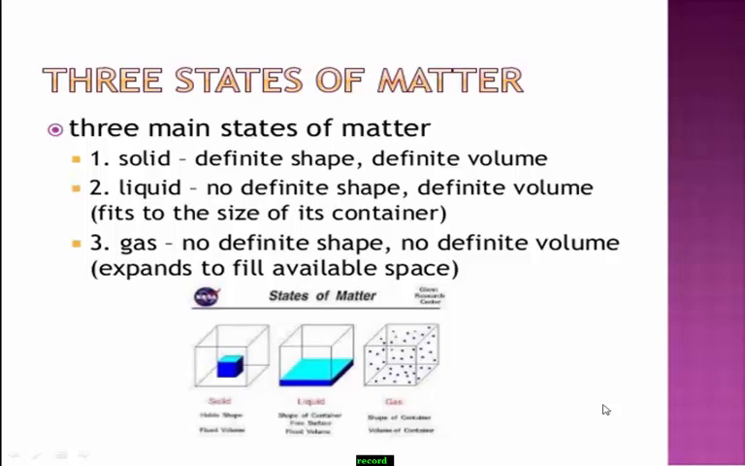Students, in liquids, the atoms are loosely arranged. Because of the loose arrangement of atoms, liquids can flow. But in the gaseous state, or gas, the atoms are randomly arranged. Because of that type of arrangement of atoms, the gaseous molecules move around. They expand in the available space.